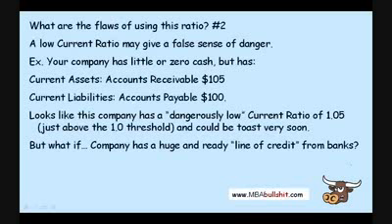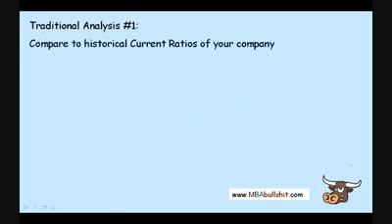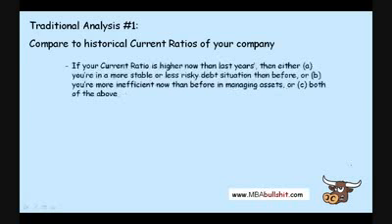Now, how do we analyze this ratio? Well, in finance, the two traditional ways of using financial ratios is using what we call time series analysis or historical analysis and comparison to the industry. So the first one is to compare your current ratio now to the historical current ratios of your company.